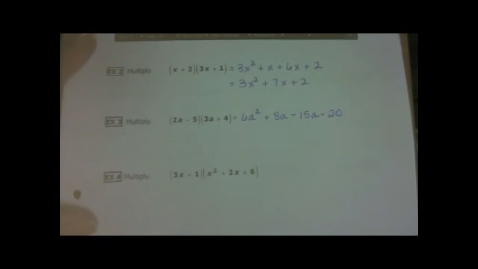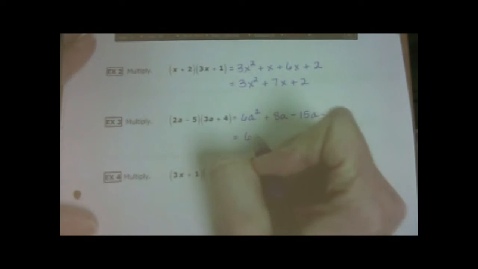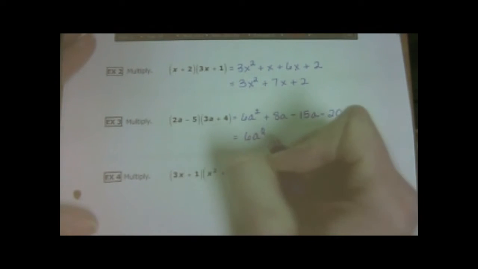Again, look for like terms. We have the 8a and the negative 15a. This combines to give you negative 7a. So our answer is 6a squared minus 7a minus 20. Now the last example on this page is a binomial times a trinomial. Now there's no word like FOIL, which is going to help you do a problem like this, but we're going to use the same concept.